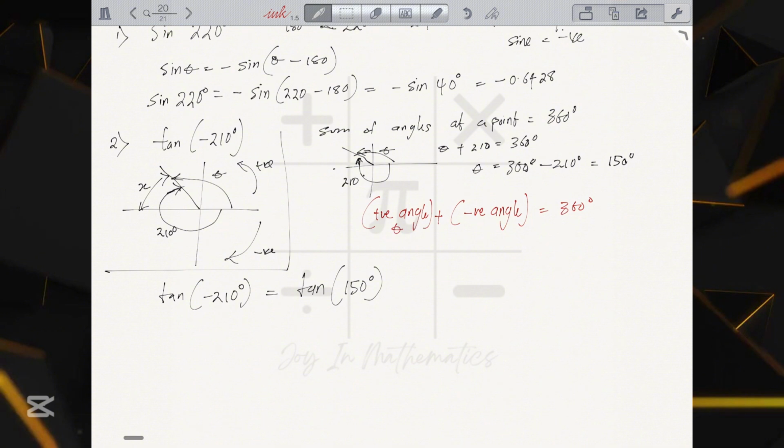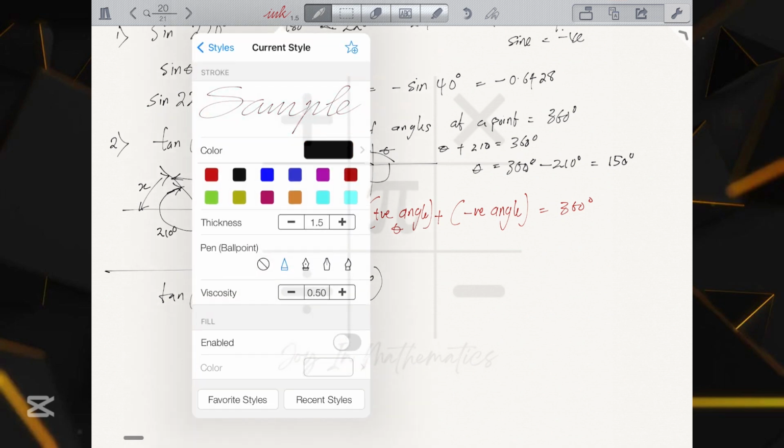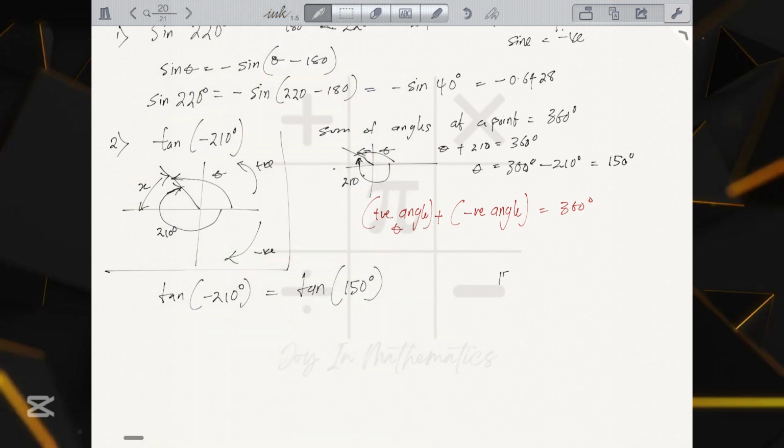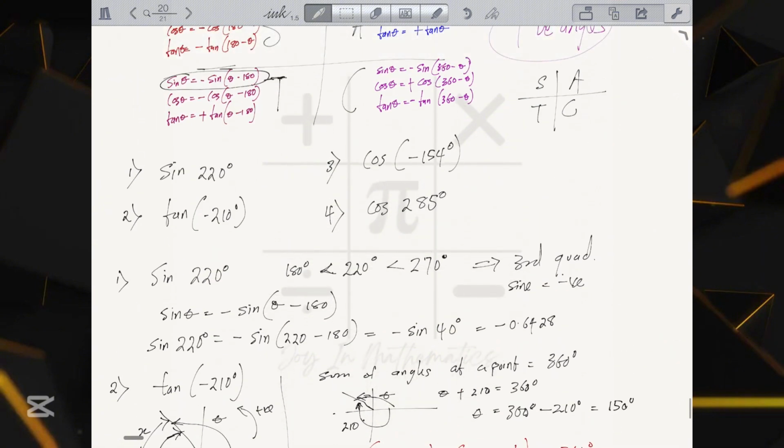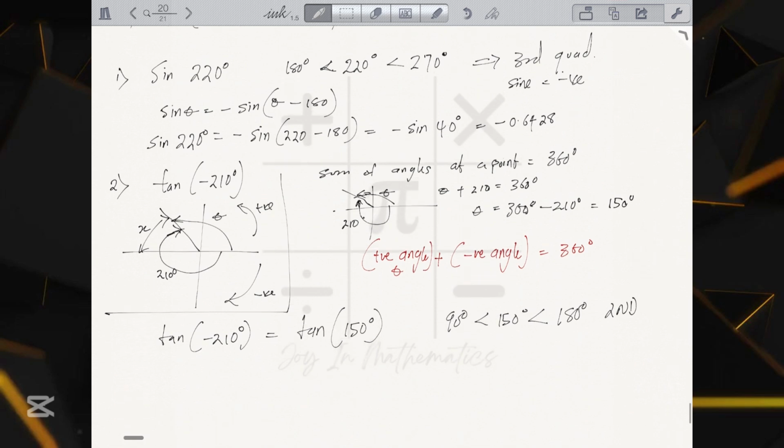Now, if theta in this case is 150 degrees, where does 150 degrees lie? 150 degrees is greater than 90 degrees and less than 180 degrees. So it is in the second quadrant. And in the second quadrant, we understand that all students take coffee.